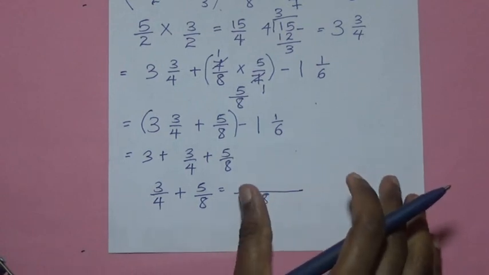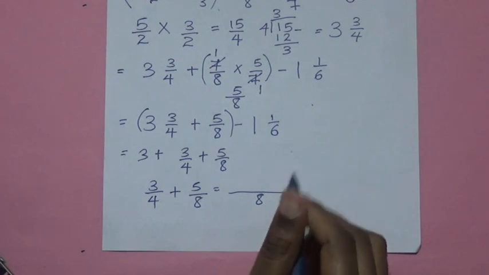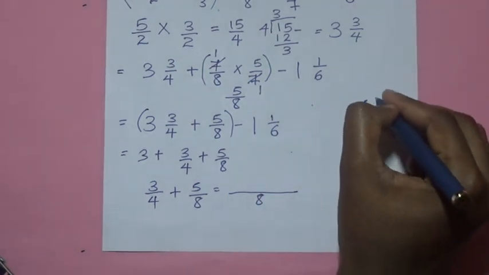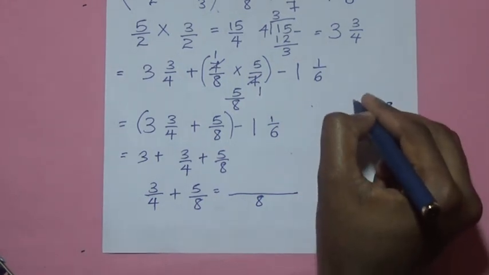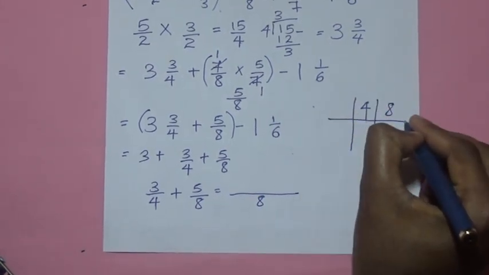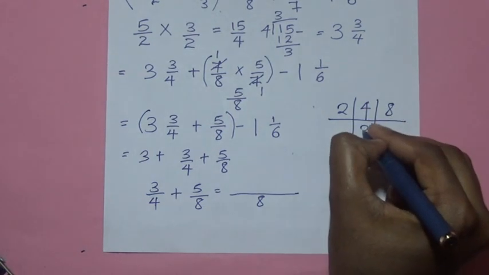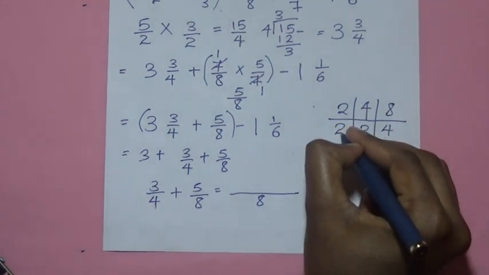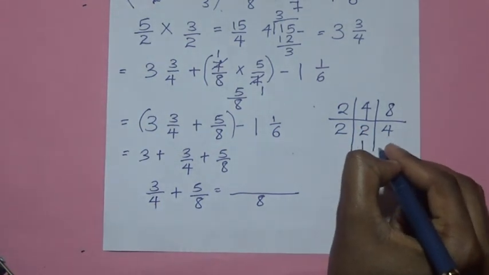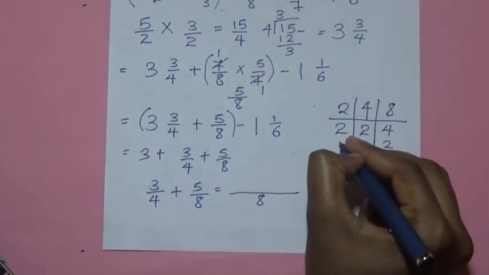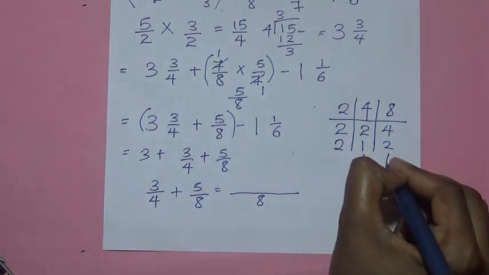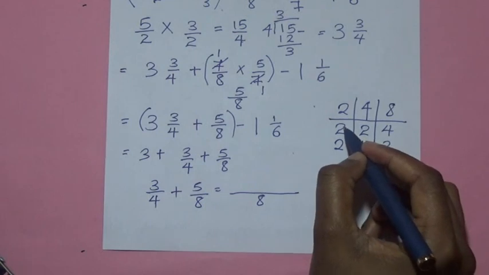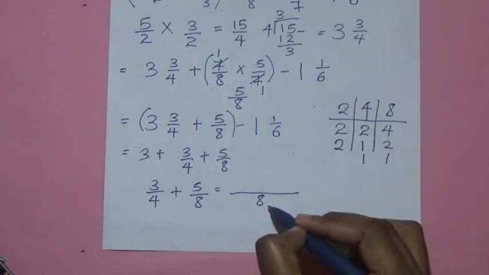And as we have done in the previous questions, to calculate LCM, it will be 4 and 8. Okay? Now, you can divide by 2 to get 2. 8 divided by 2 will be 4. Divide by 2 again, you get 1. And here you are left with 2. And finally divide by 2, you have 1 and 1. So the LCM will be 2 multiplied by 2 multiplied by 2, which gives us 8.